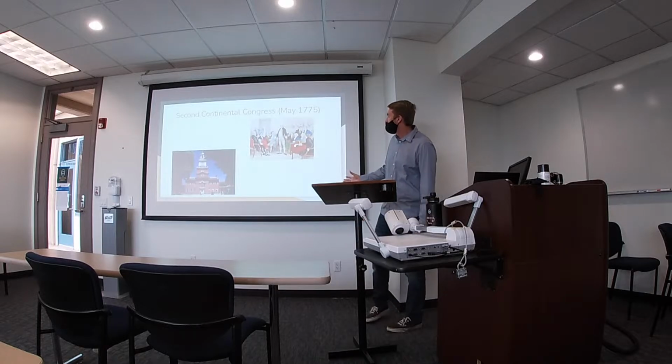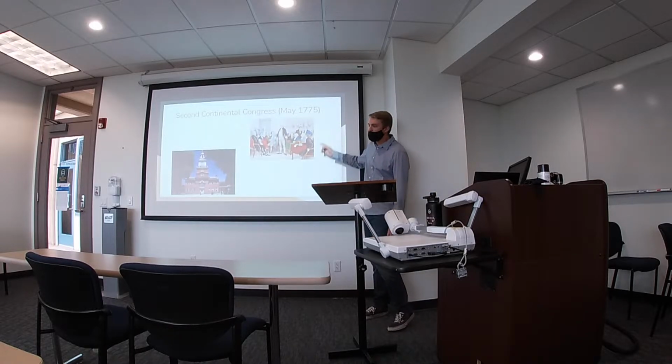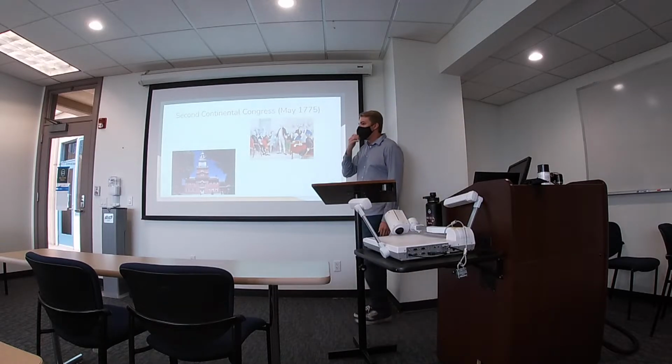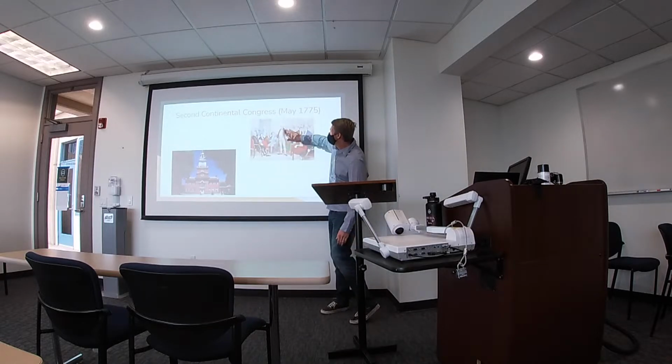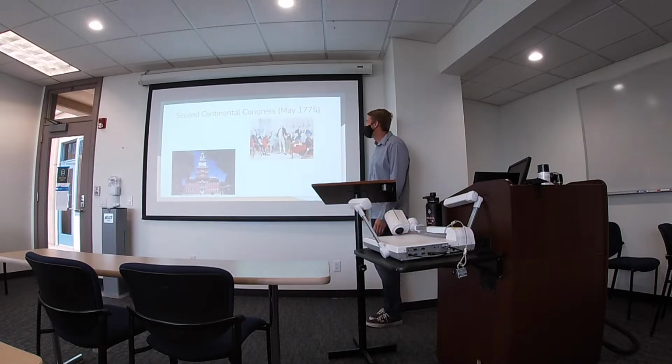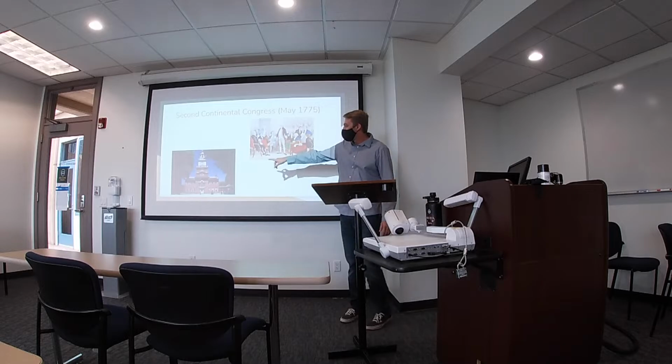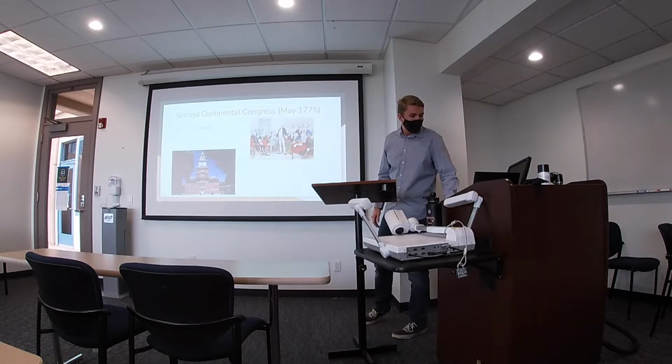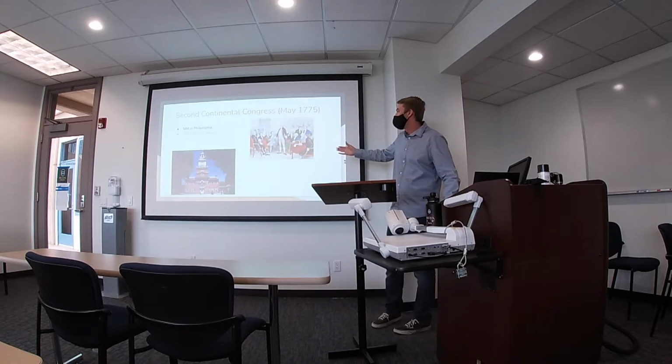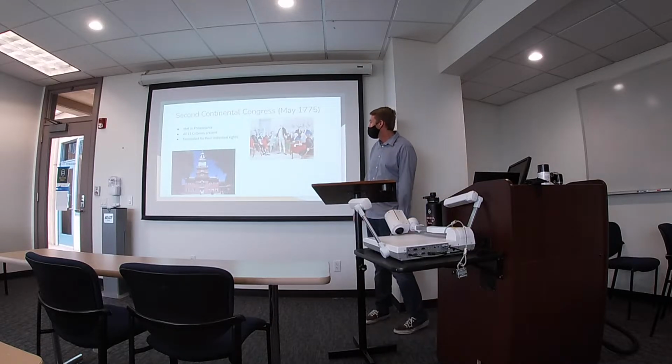So then we have the Second Continental Congress, which convened in May 1775. Natalie, who's this beautiful man right here? George Washington. George Washington. Yes, and then here we have the building in Philadelphia. So they met in Philadelphia. All 13 colonies were present there, and they demanded their individual rights.